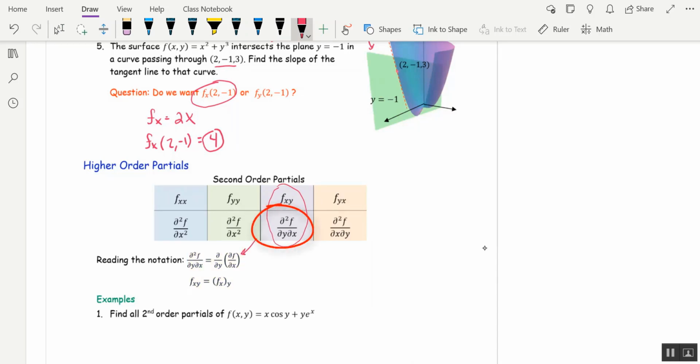So this bottom expression means take d by dy of del f del x. So you're going to do the partial with respect to x first, then the partial with respect to y. So you read that kind of backwards. Now the other one, this top box, means take the partial with respect to y of the partial with respect to x. So you read that forward. But again, they mean the same thing, just different notations.